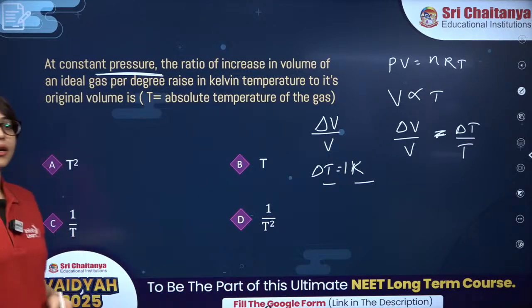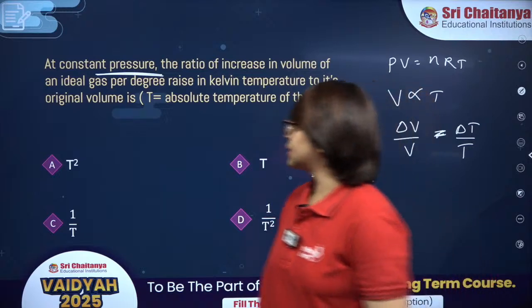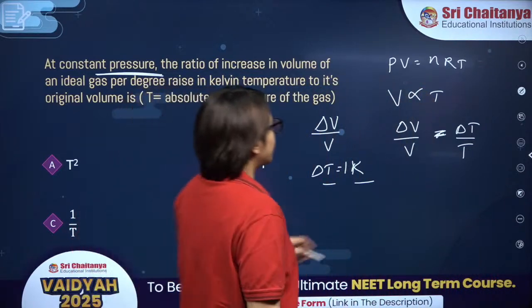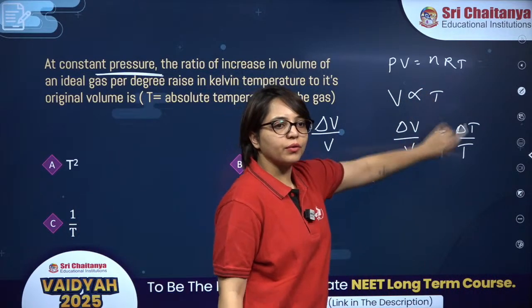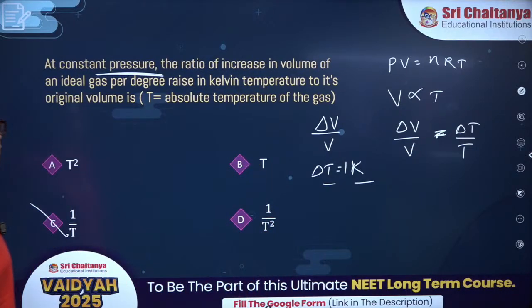Option C, well done. Well done guys, well done. Option C is the correct answer. Delta T will be 1, so it will be 1 upon T only. Fine. Okay, option C is the correct answer.